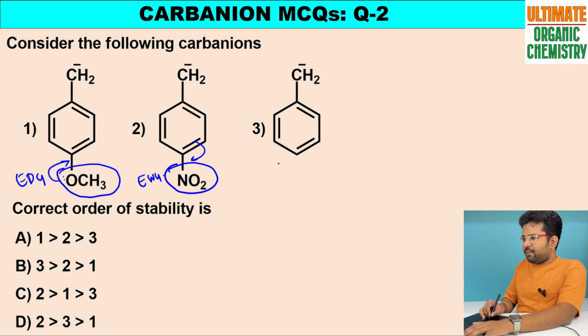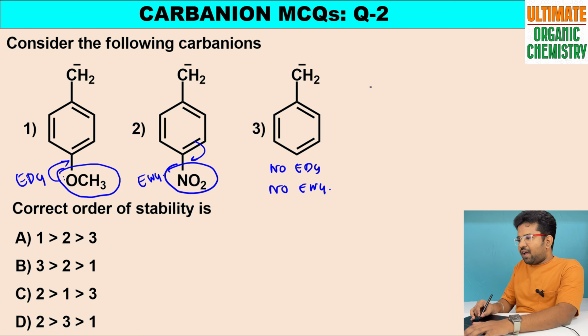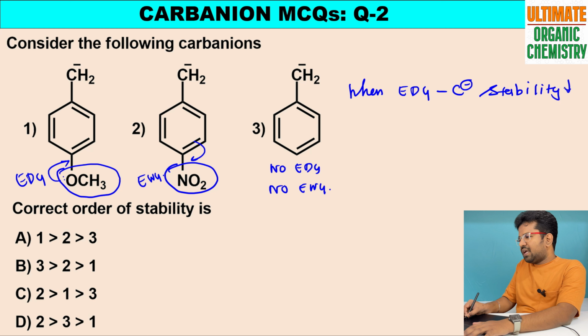Third one, you have a benzyl anion which has no electron donating group and no electron withdrawing group. Now you need to find out which is most stable and which is least stable. I will give a rule. When electron donating group is attached to carbanion, stability decreases, whereas when electron withdrawing group is attached to a carbanion, then the stability increases.